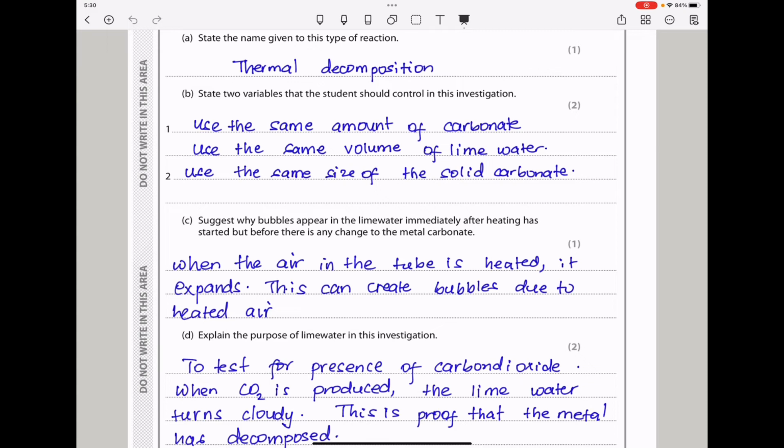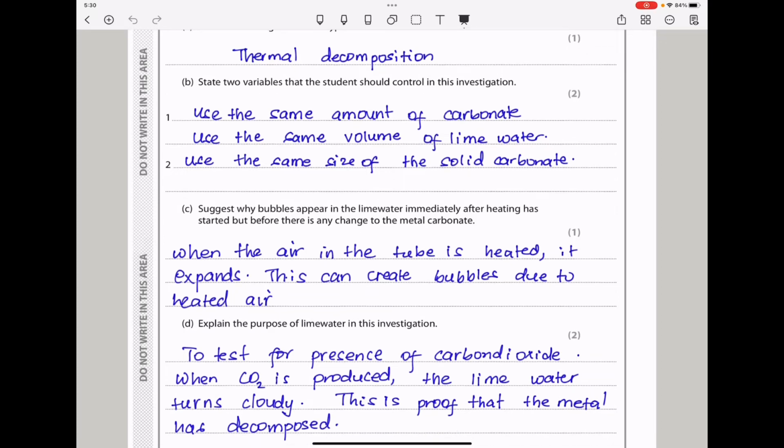Moving on. In part C, suggest why bubbles appear in the lime water immediately after heating has started, but before there is any change to the metal carbonate. If the metal carbonate has no change on it, it means there is no thermal decomposition yet. However, if bubbles are seen in the lime water, it could be because air previously contained in the tube was heated, and therefore that caused formation of the bubbles in the lime water. So I said, when the air in the tube is heated, it expands, and this can create bubbles due to the heated air.